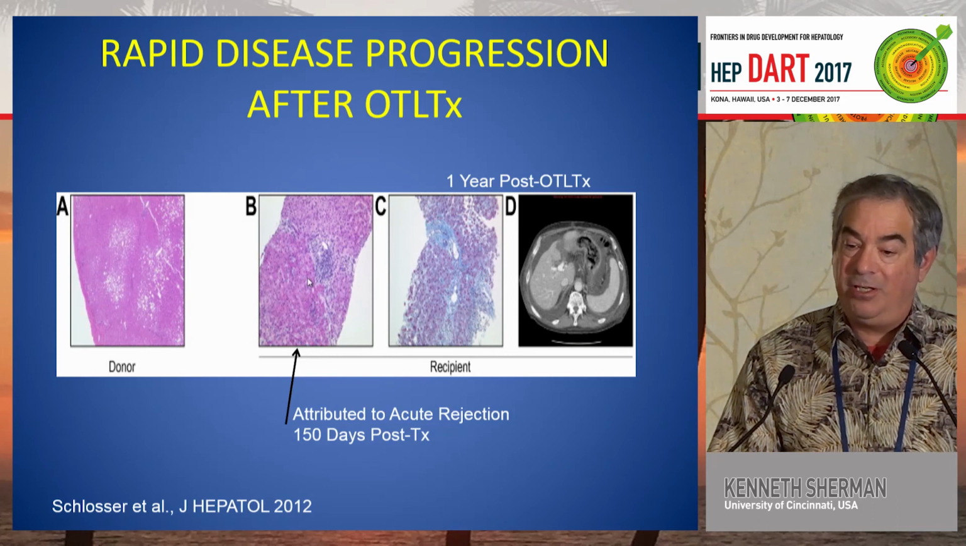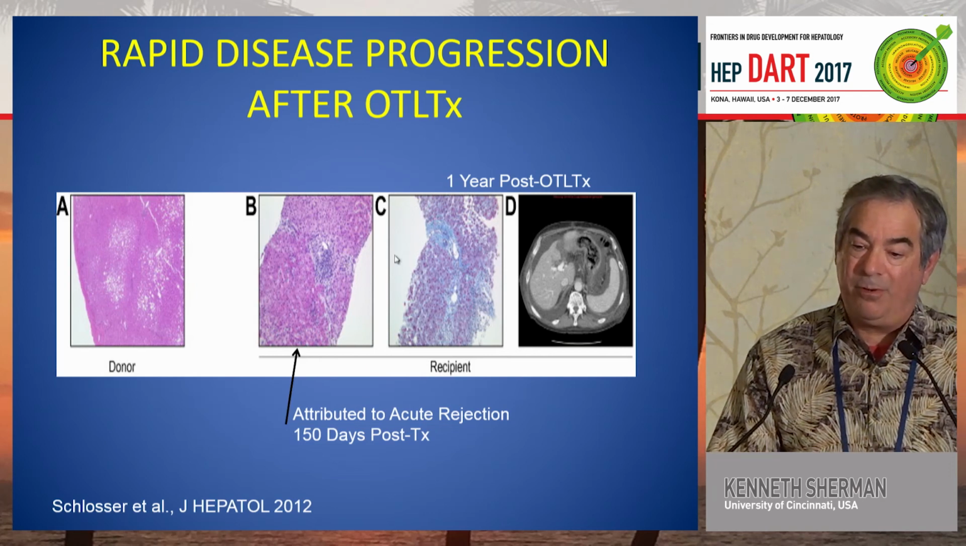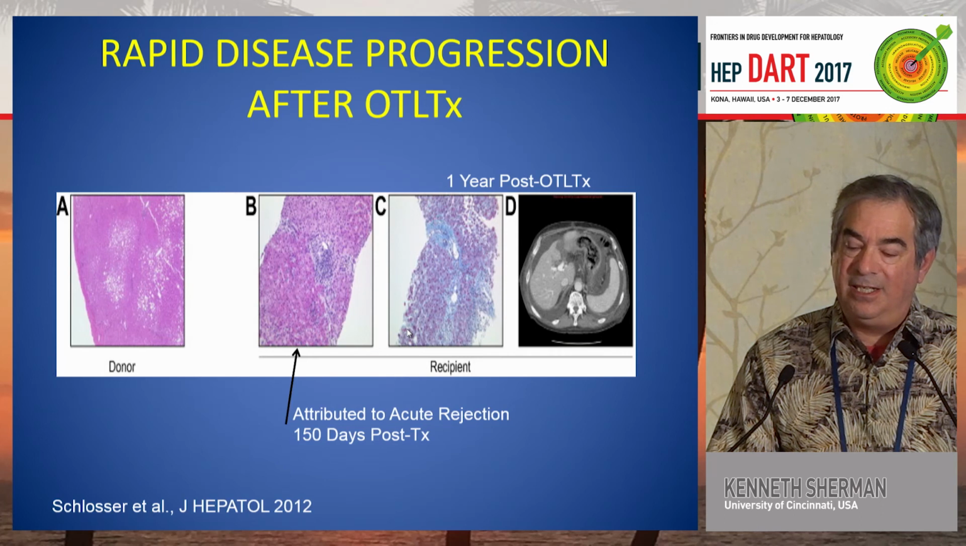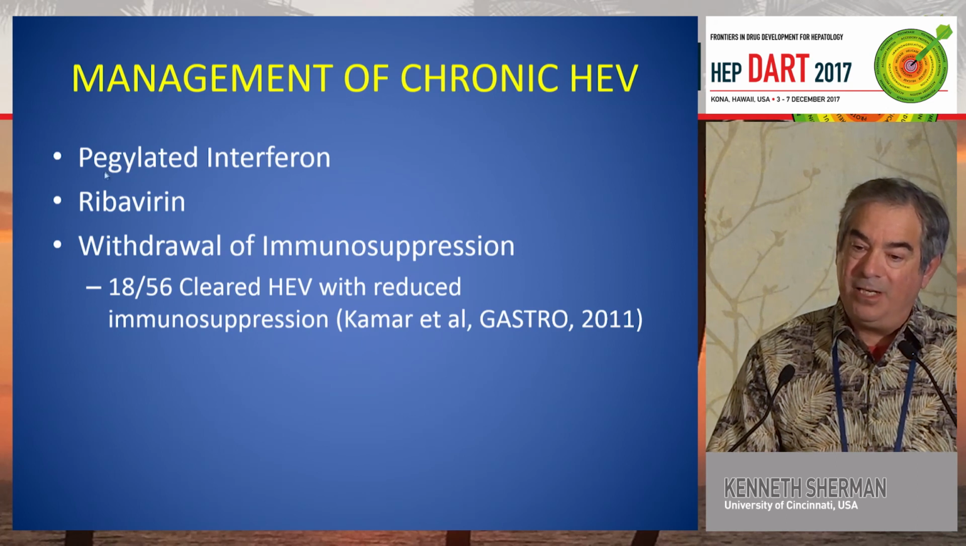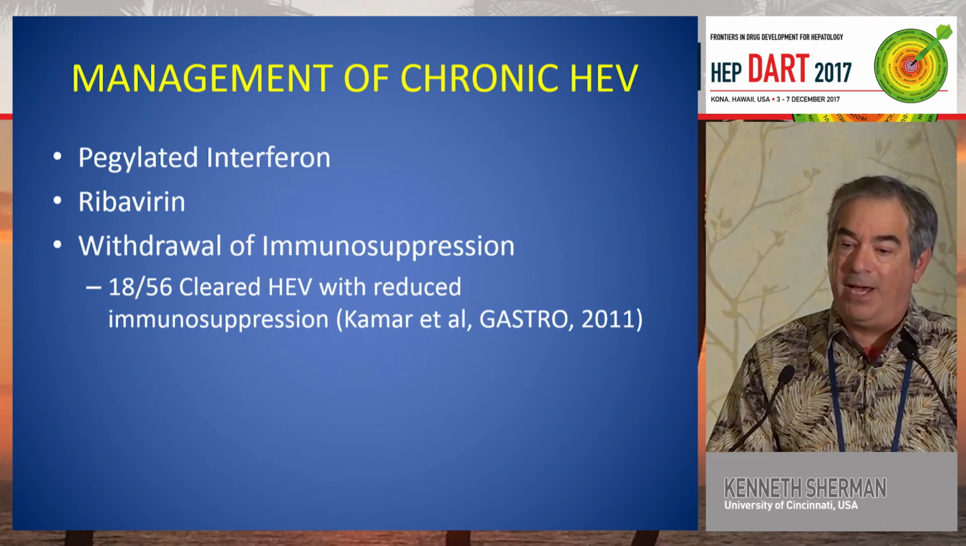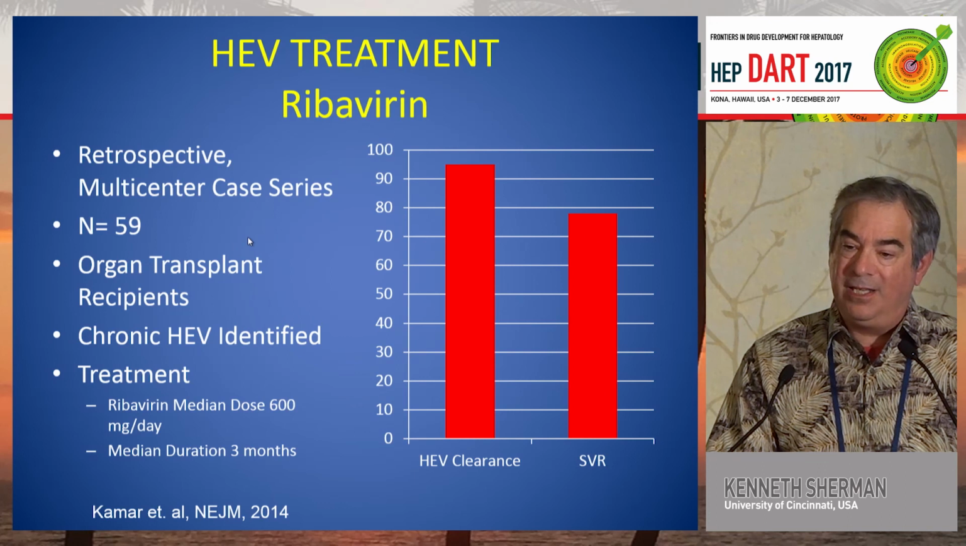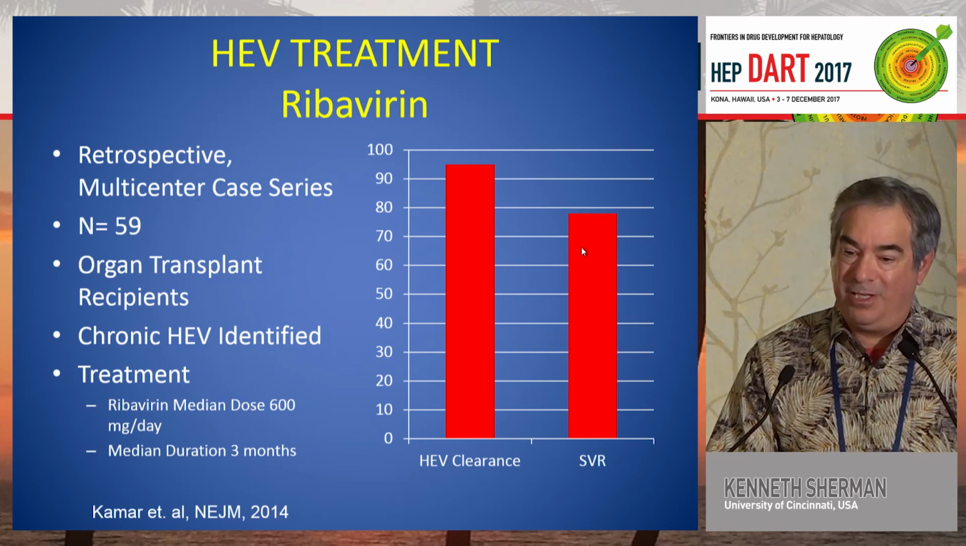Here's a patient who had evidence of inflammation. It was misattributed to acute rejection post-transplant. The patient rapidly progressed in 150 days to develop ascites with cirrhosis, and later the donor was identified as the source. Management, there is inhibition with pegylated interferon, ribavirin, and some effect of withdrawal of immunosuppression in about a third of patients. Ribavirin for 12 weeks leads to fairly high rates of clearance, but persistent clearance, SVR, in about 70 to 75% of patients.